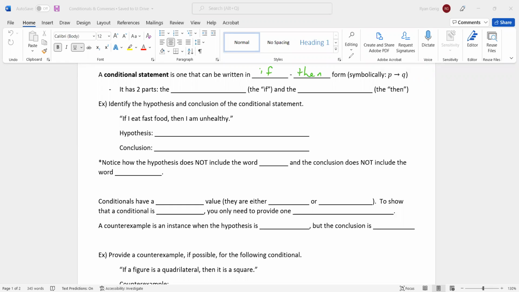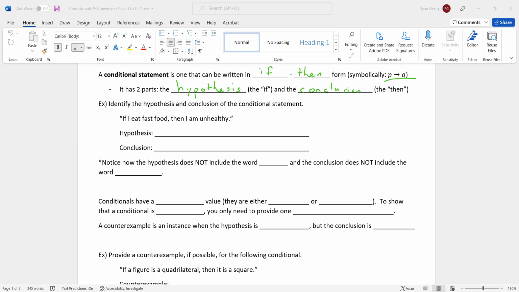Symbolically, and I will use this quite a bit, it is P arrow Q, and how that's read is if P, then Q. An if-then statement has two parts. Pretty obvious, if and then, but we have a name for both of those parts. The if part is called the hypothesis. And then the then part is called the conclusion. Conclusion is what you're trying to write there.